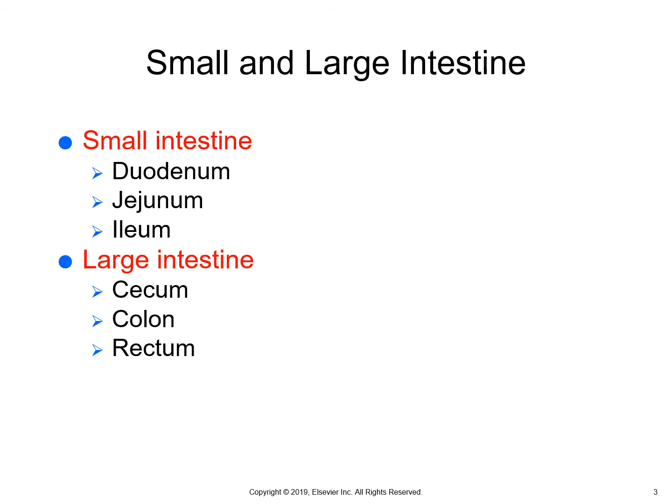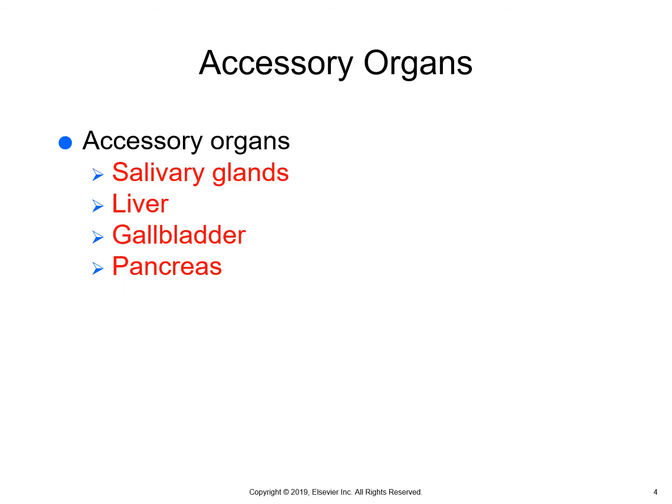The small intestine has 3 segments. The duodenum is the top section, the jejunum, and then the ileum. And then the large intestine is the cecum, colon, and rectum. The accessory organs to our GI tract are salivary glands, the liver, the gallbladder, and the pancreas.